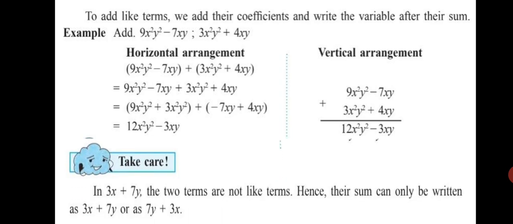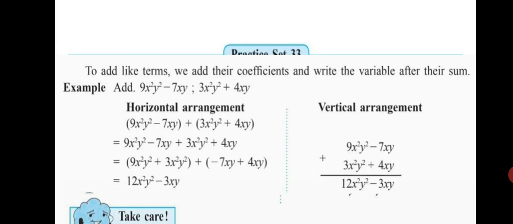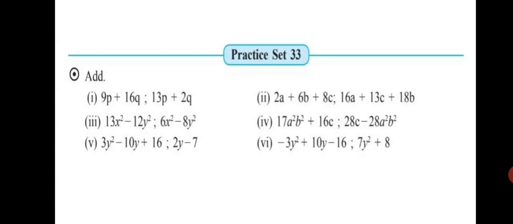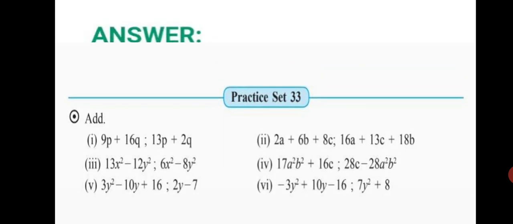Take care. In 3x plus 7y, the two terms are not like terms. Hence, their sum can only be written as 3x plus 7y or 7y plus 3x. So as I mentioned earlier, you cannot add unlike terms. So now we are ready to solve our practice set number 33. Altogether 6 questions are given. Let's solve them one by one.